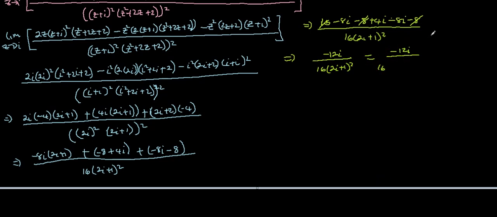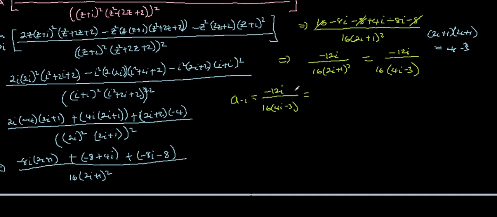So let's look at this now. We have (2i plus 1) squared, (2i plus 1)(2i plus 1). If we do this, we are going to have 4i minus 3. If we expand this, we have 4i minus 3. So this is going to be 16 into (4i minus 3). And then a minus 1, I remember this a minus 1, will be equal to minus 12i divided by 16 into (4i minus 3).